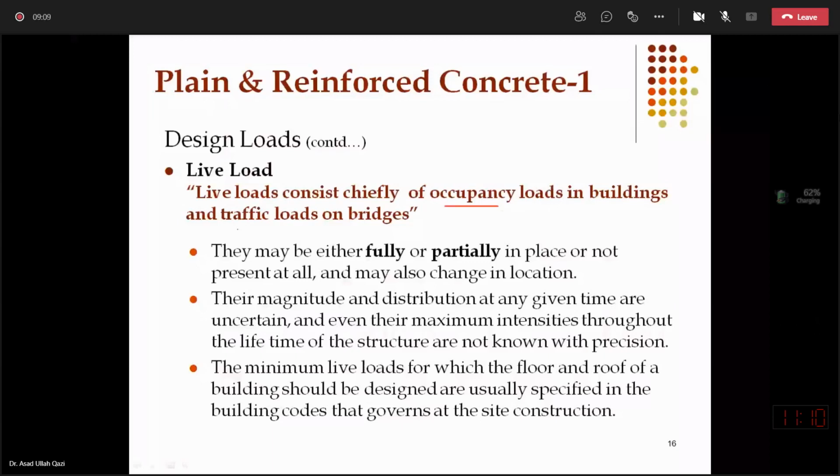So it is not permanent. It may be present or absent. They may be either fully or partially in place. A good example is that in classrooms, in some cases, attendance is 100%, and in some other cases, fewer students are sitting. So the live load will be reduced. Their magnitude and distribution at any given time is uncertain.